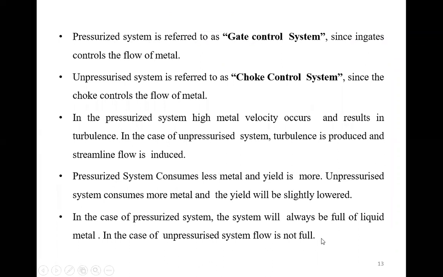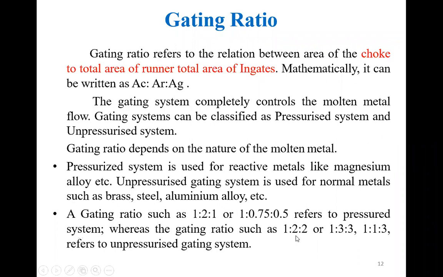The unpressurized system is referred to as a choke control system, since the choke controls the flow of the molten metal. In this you can see one is the choke, two is the runner, and two is the ingate. So here it is not controlled by the runner, and not controlled by the gates. Here it is controlled by the inlet choke only, at the starting. In the choke area, the molten metal is controlled.